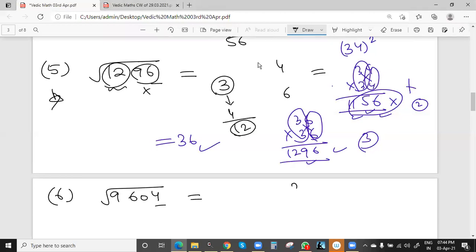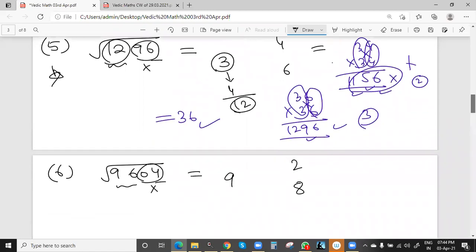So this 4 will come with 2 and 8, because 2 2 are 4 and 8 8 are 64. We'll ignore the last two digits because we are finding the square root. For cube root, we ignore the last 3 digits. We will focus on 96. So this will be 9, because 9 9 is 81, which is less than 96, and 10 square is 100. So 9 is fixed.